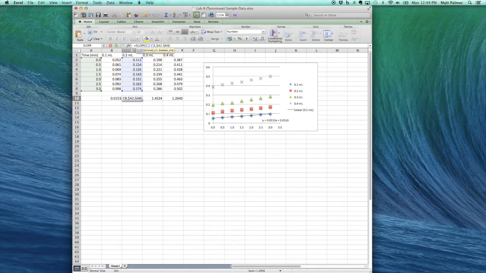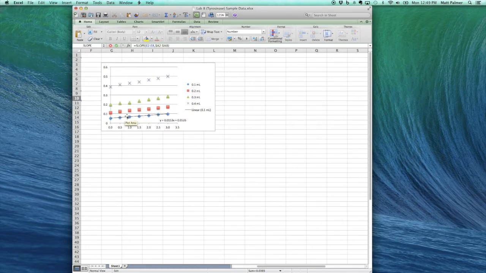So the column A will always be the same. Notice the value is different. And if I drag it across, these numbers change. If I go all the way to the end, I'm still referencing my time column, and now I have this new 0.4 mL trial data for my y-axis.